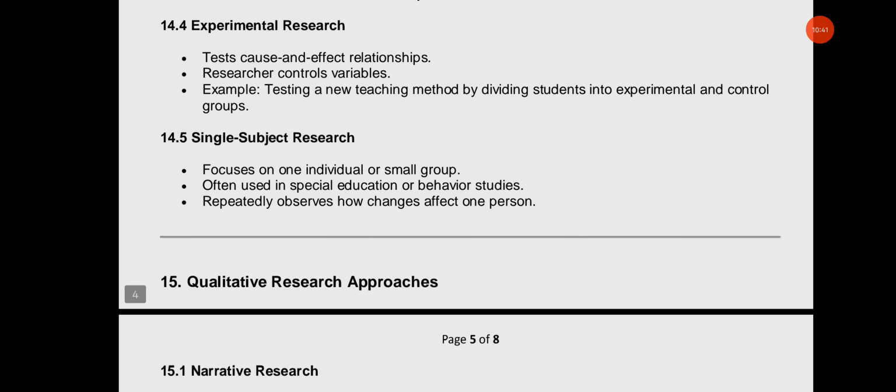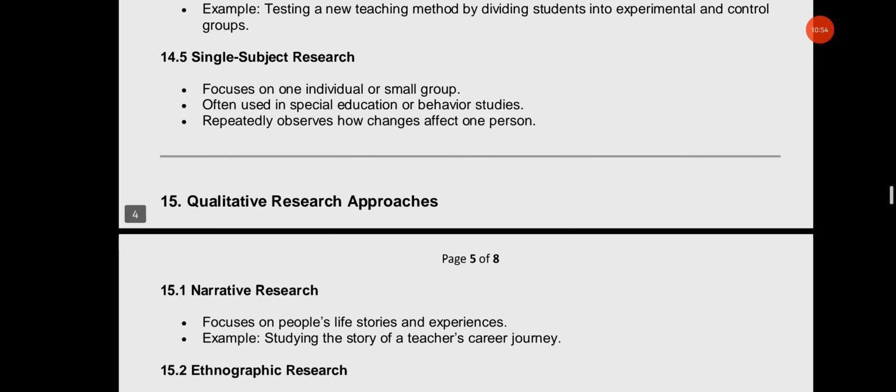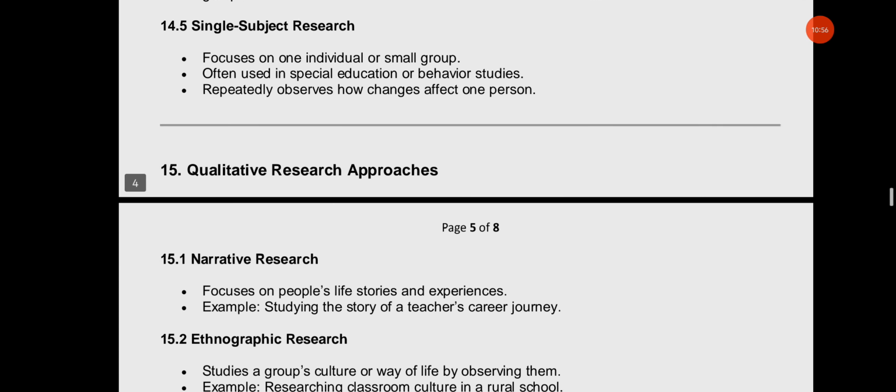Experimental research: test cause and effect relationships. The researcher controls variables. For example, testing a new teaching method by dividing students into experimental and control groups. Single subject research focuses on one individual or small group, often used in special education or behavior studies. Repeatedly observe how changes affect one person.